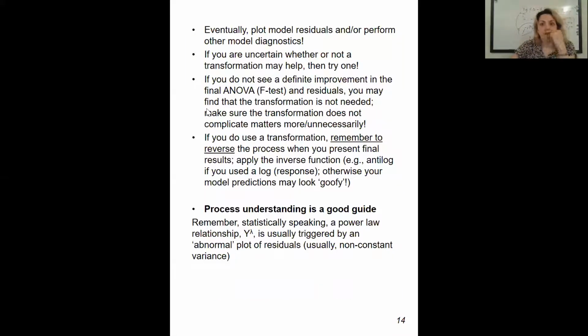So eventually, you want to plot the model of the residuals and perform the model diagnostics that we had. If you are uncertain whether or not a transformation may help, then try one to see if you're going to get a better model or not. And if you do not see a definite improvement in the final ANOVA, like the F-test and residuals, you may find that the transformation is not needed.